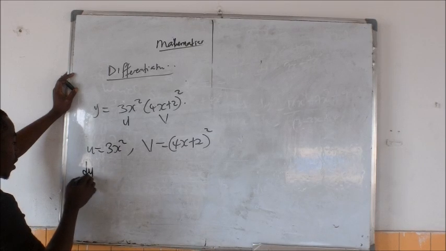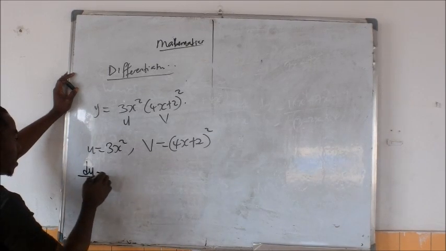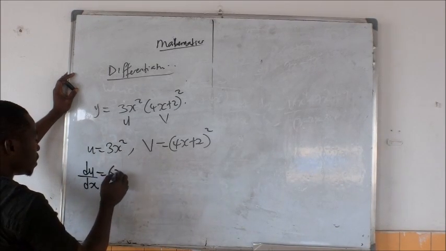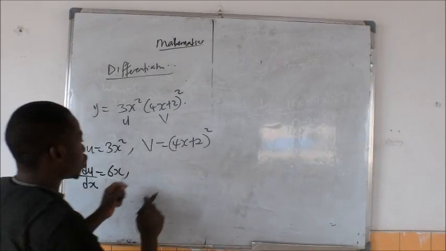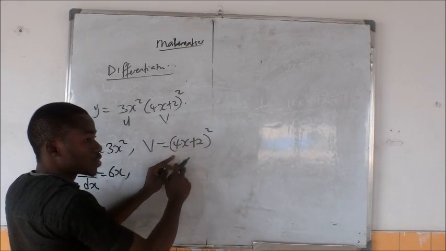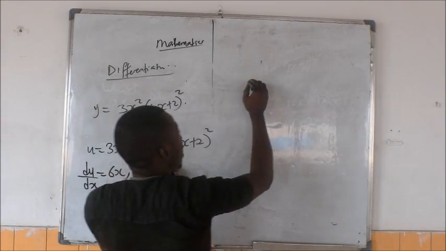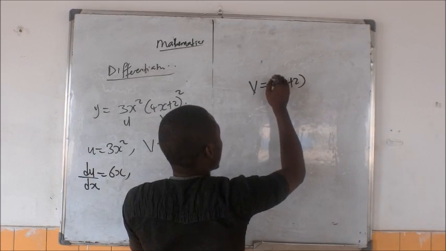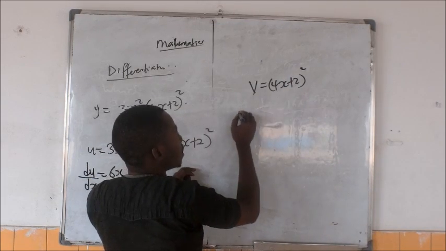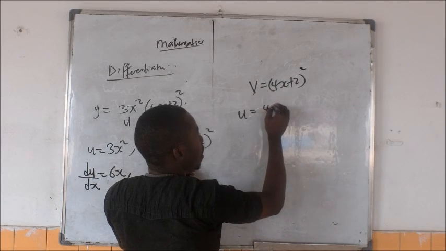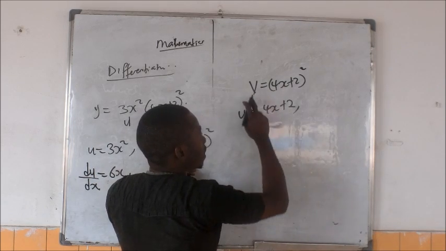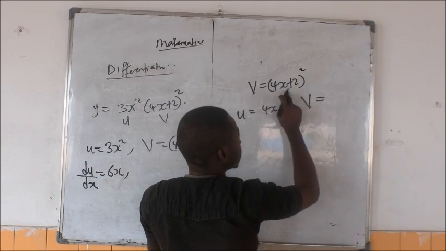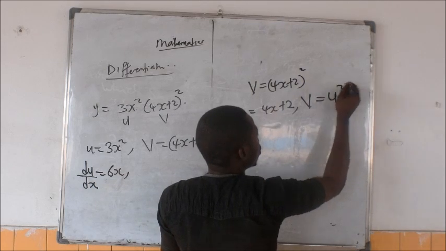Differentiate the du over dx, which is 6x. I told you if you want to differentiate this one, you use the function of a function. You have v equal to (4x + 2), all squared, right? You first say v equal to 4x + 2, right? Then you say v equal to u squared.